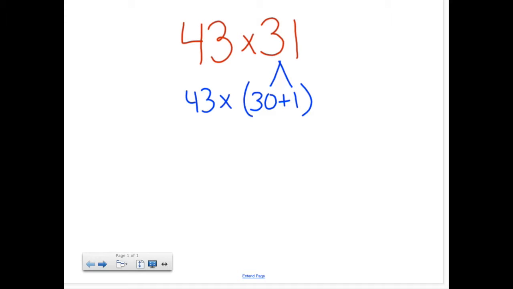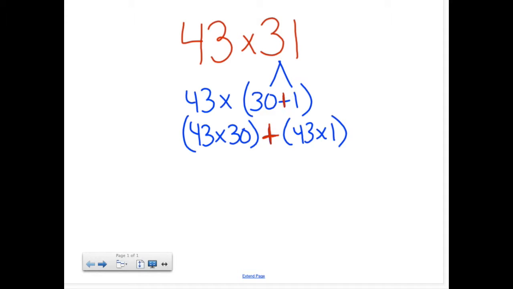And now I'm going to see that I can use the distributive property. I can multiply 43 times 30 and 43 times 1. I have a plus in between the two because I have a plus between 30 and 1. I have 30 groups and 1 group. So when I rewrite it, it is 43 groups of 30 plus 43 groups of 1. Altogether, I should have 43 groups of 31.